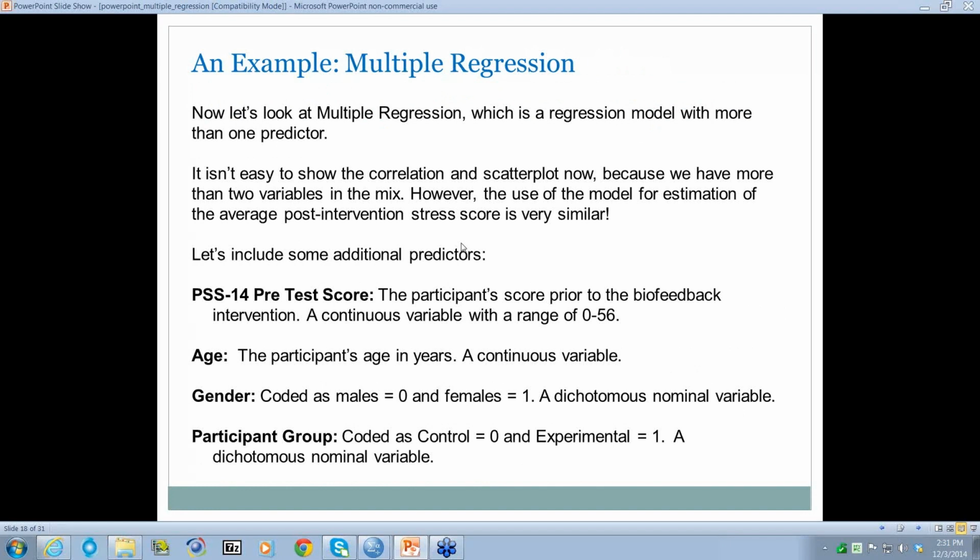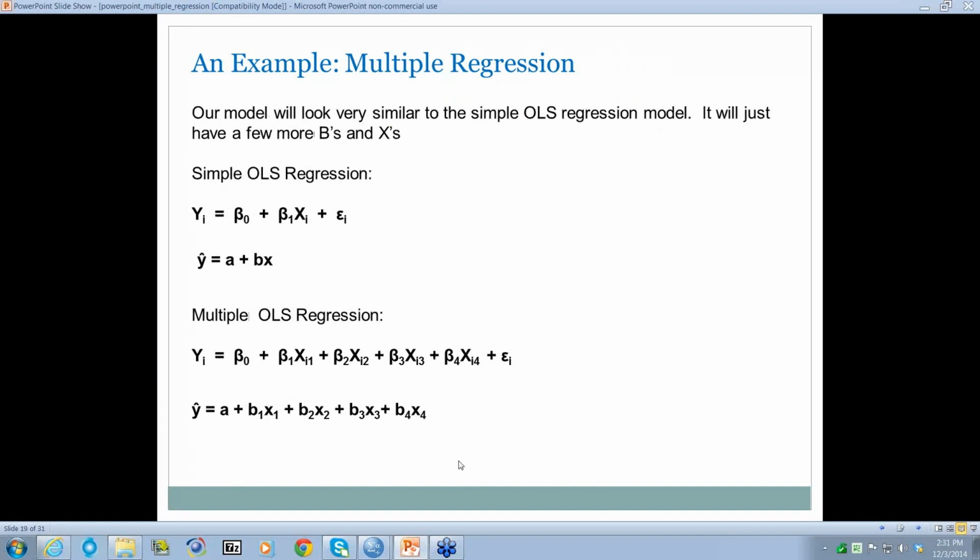So we're going to keep our pretest score, then we're going to put in their age. We're going to use gender, and we're going to use participant group. So now we have 4 predictors. The model is going to look really similar to the simple one. It's just going to have a few more B's and a few more X's.